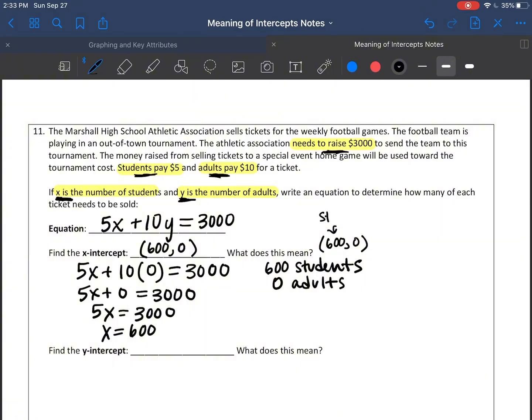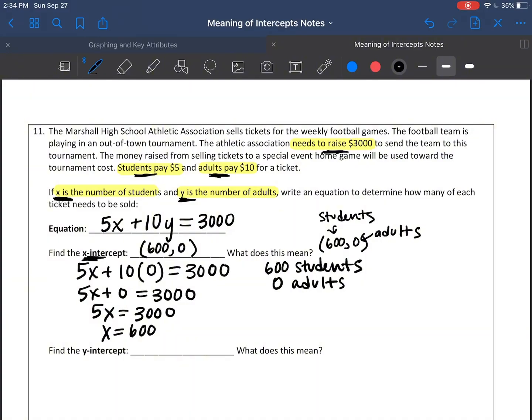Since the point is 600, 0, that's the number of students. That's the number of adults. And so we can't just say the number of students. It's a very specific number of students. A lot of people get confused on what does the x-intercept mean versus what does the x variable mean. The x variable is just the number of students, whereas the x-intercept is 600 students when there are 0 adults.